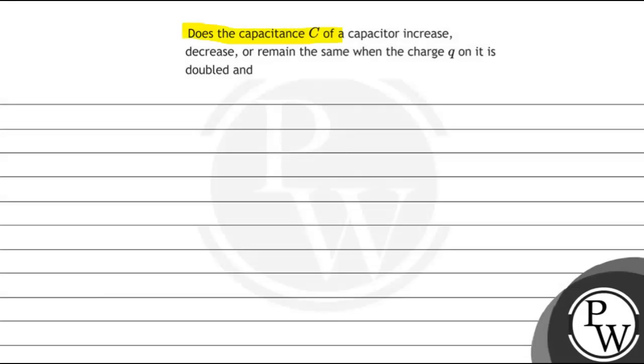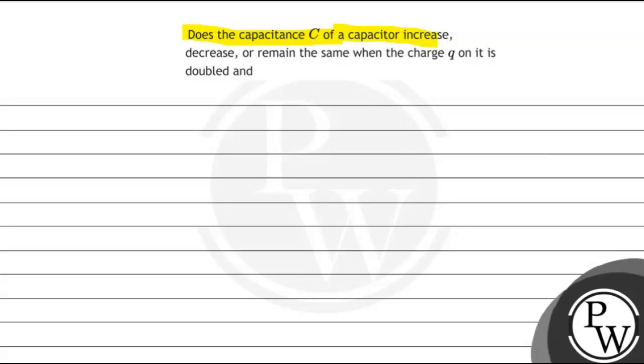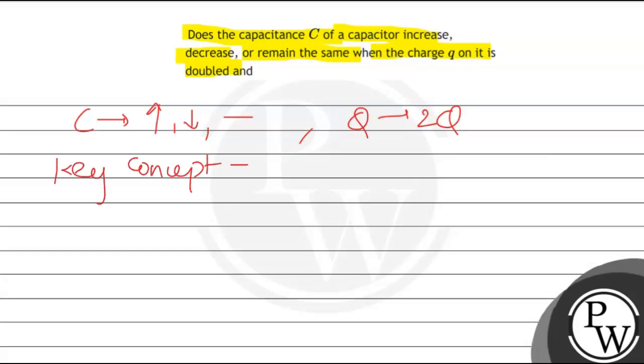Let us read the question. Does the capacitance C of the capacitor increase, decrease or remain the same when the charge Q on it is doubled? So in this question we need to answer whether the capacitance of the capacitor increases, decreases or remains the same if we change the charge on the capacitor from Q to 2Q. So the key concept involved in this problem is the capacitance.